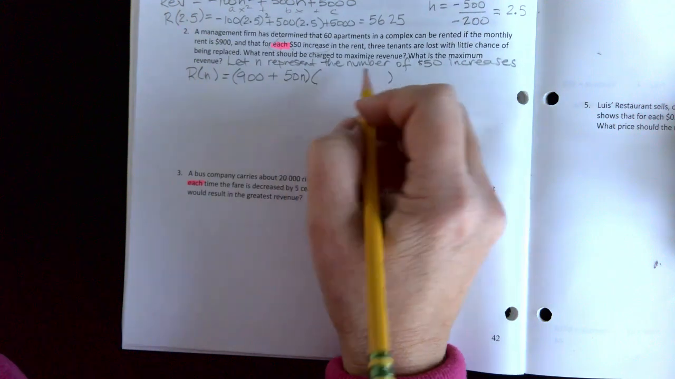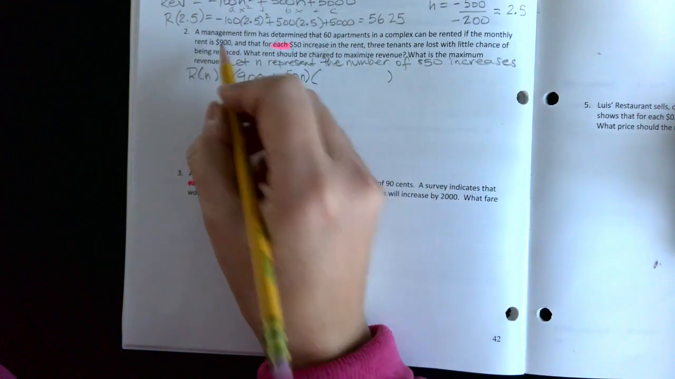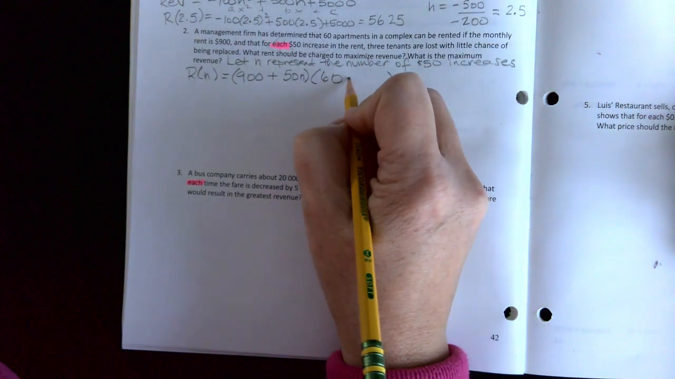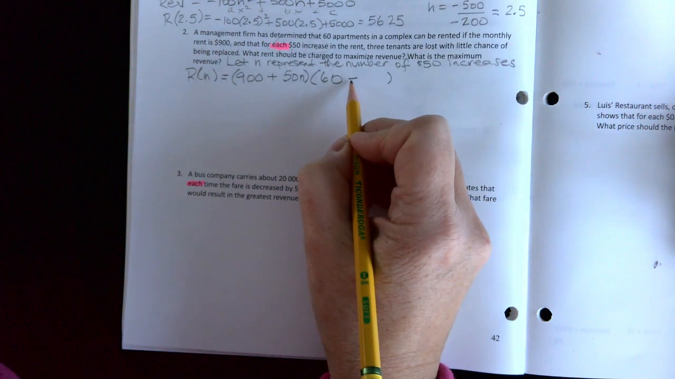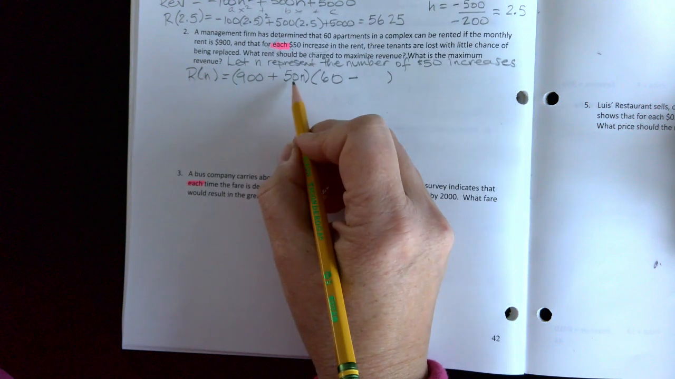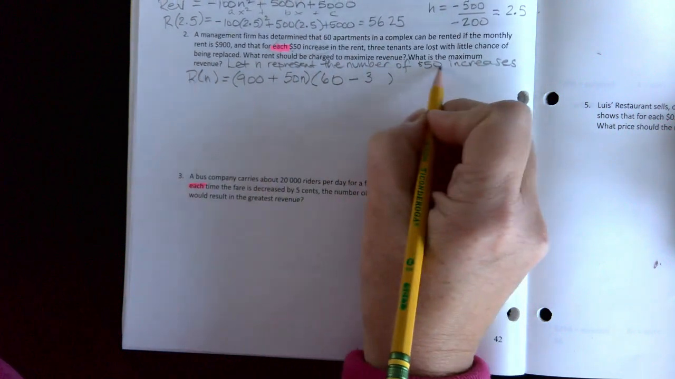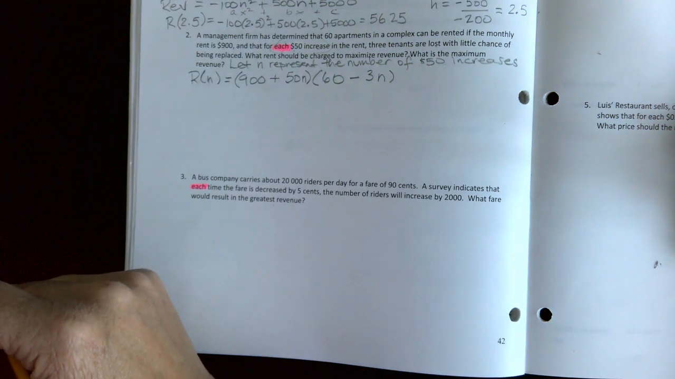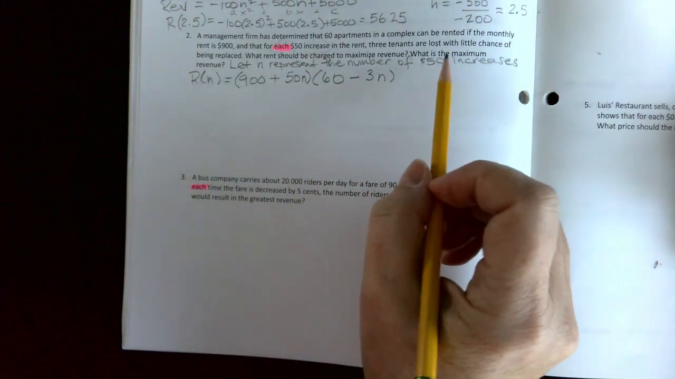So we need to multiply 50 times 1 or 2 or 3 or whatever. All right, similarly, right now, the number sold or rented out is 60 apartments, but we're going to lose tenants. It says 3 tenants are lost. Now we're going to lose tenants as we increase the price, and we're going to lose 3 every time we increase it by $50. So 3 times N. So there's our statement.